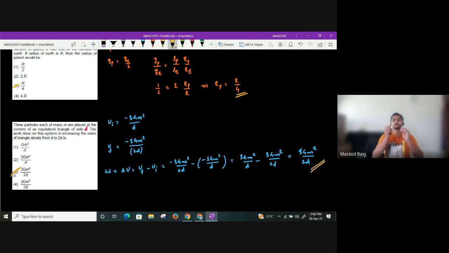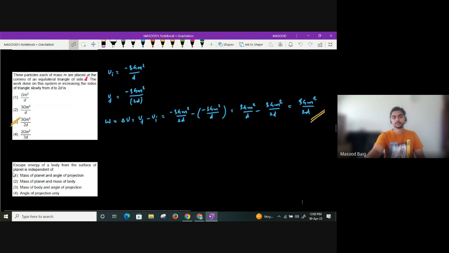So initially they were at a distance d apart. Now I want to increase the separation between them. If I am increasing the separation, I am doing work against the attraction, guys. So when work is done against the gravitational force, it means work is done by an external agent, guys. Understood, all of you? Clear, everyone?